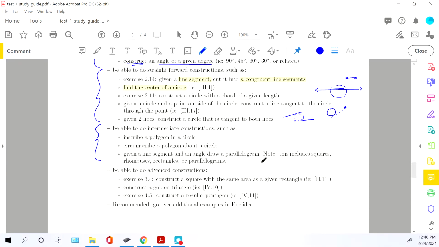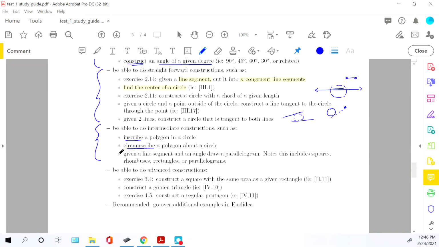So intermediate constructions, notice here this is talking about inscribing and circumscribing your polygons either in or around a circle. In terms of the type of polygons you could see, realistically you're looking at triangles, 3 sides, or 4 sides, so things like squares or rectangles. You might be asked for polygons of more sides, like a hexagon, or maybe a special type of pentagon, but realistically it's not going to be a polygon with a lot of sides.